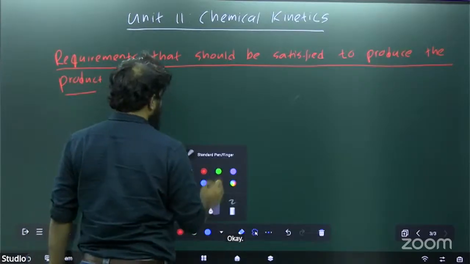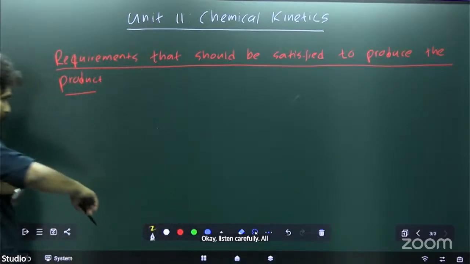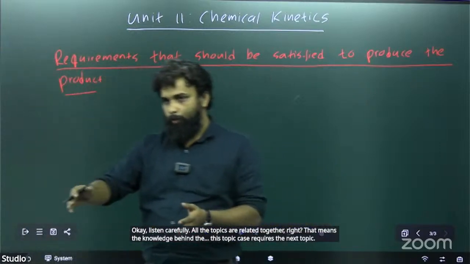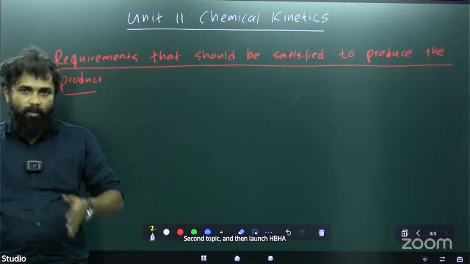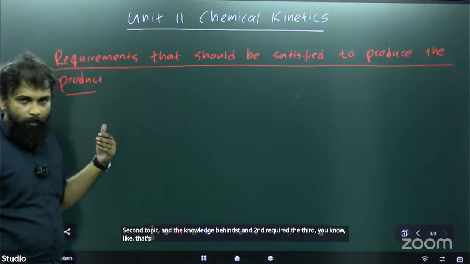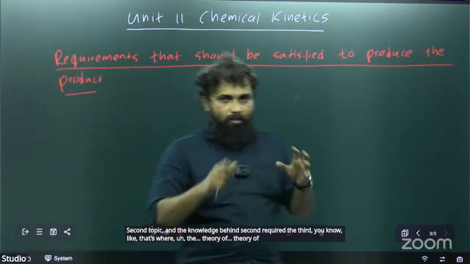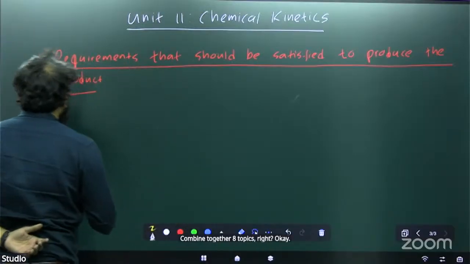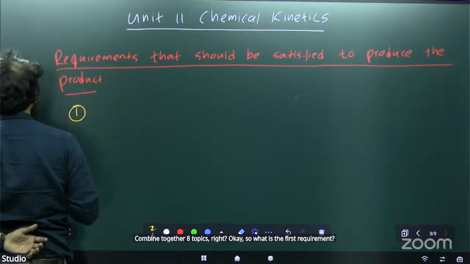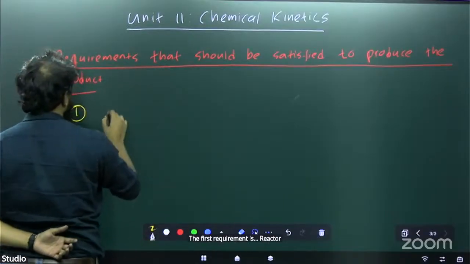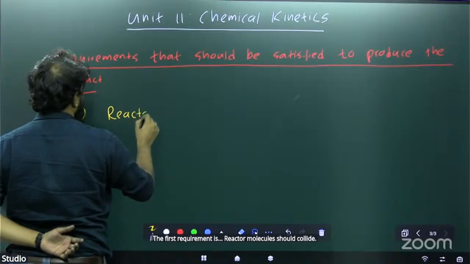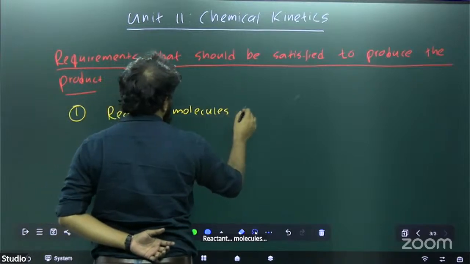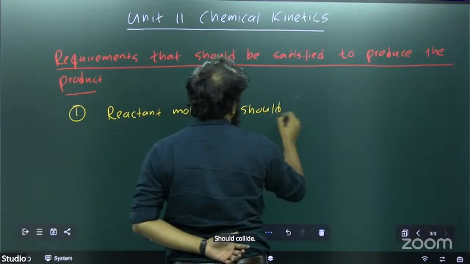Okay, listen carefully. All the topics are related together, right? That means the knowledge behind this topic is required for the next topic, and the knowledge behind the first and second is required for the third, in this way. The theory of chemical kinetics combines each topic together, right? So what is the first requirement? The first requirement is reactant molecules should collide.